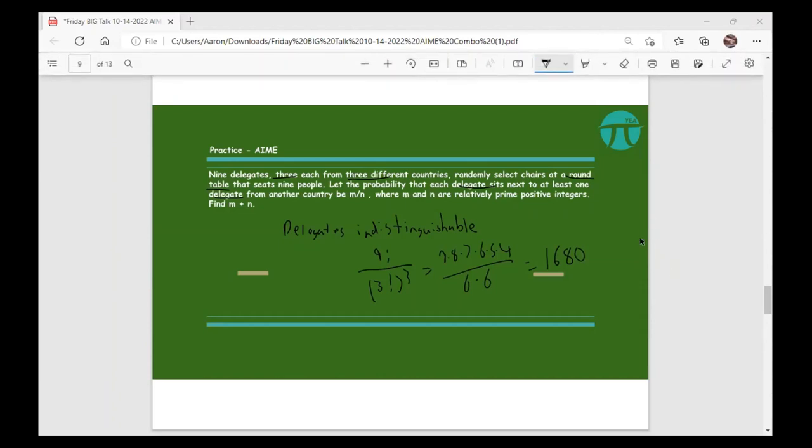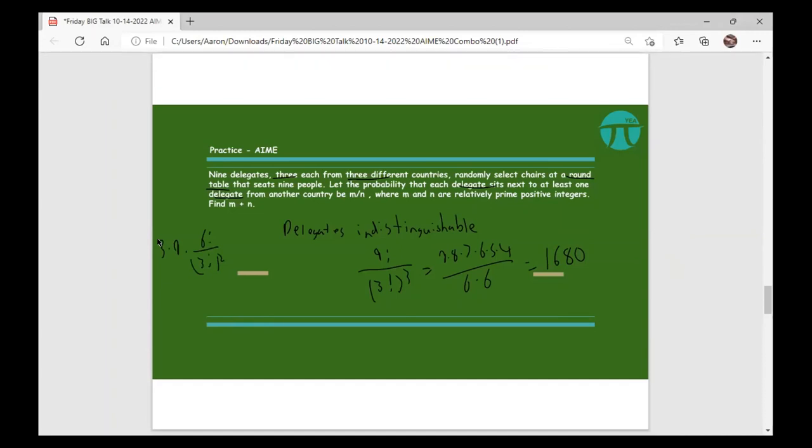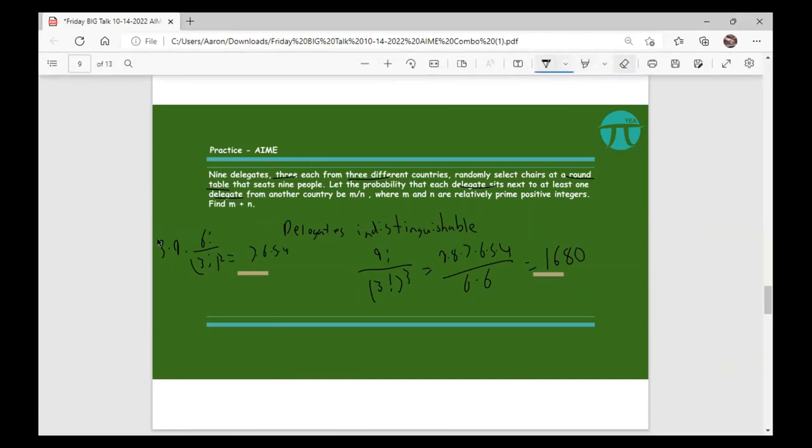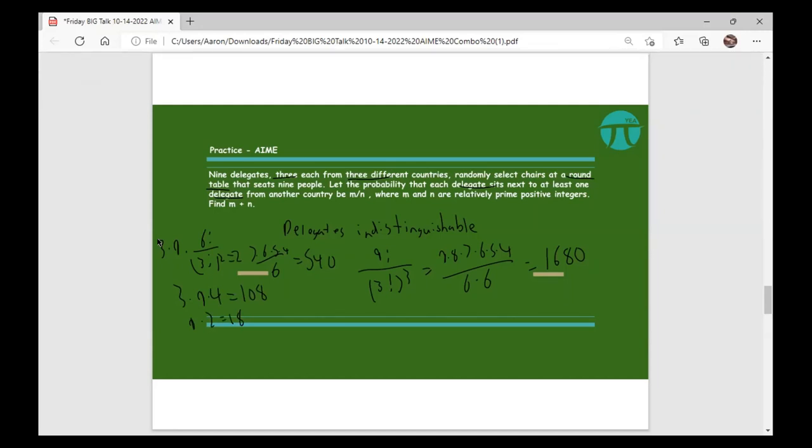So next, there are 3 times 9 times 6 factorial over 3 factorial, 3 factorial squared ways for all three candidates of a country to sit together, which is the only case where some delegate does not sit next to at least one delegate of another country. And so the number of ways for this occurring is 27 times 6 times 5 times 4 over 6, which is just 540. So the number of ways for two candidates from two countries to sit together is just 3 times 9 times 4, which is simply 108. And finally, there are 9 times 2, which is 18 ways for candidates from all the countries to sit in three blocks.